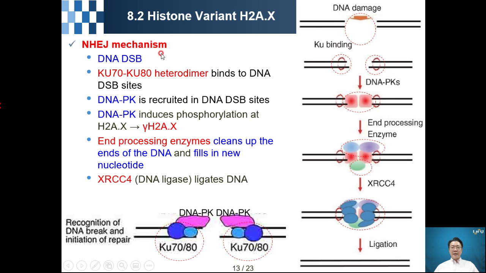Once again, when a DNA DSB happens, the Ku heterodimer binds to the DNA DSB site. After that, DNA-PK is recruited. Then DNA-PK makes gamma H2AX, and the end processing enzymes clean up the ends of the DNA and fill in new nucleotides. Finally, XRCC4 ligates the DNA structure.